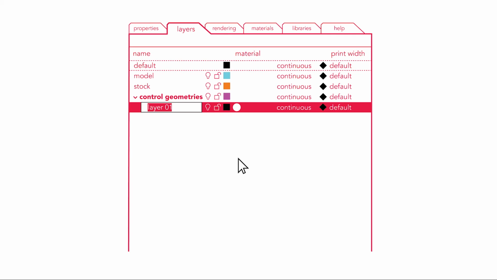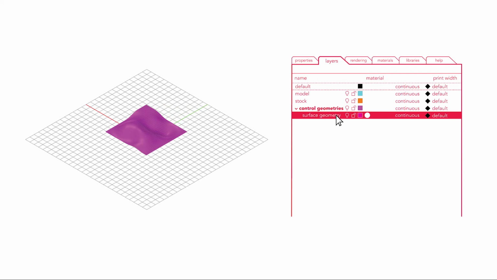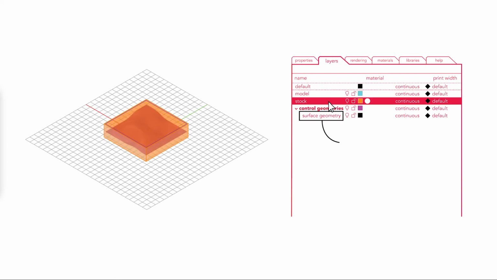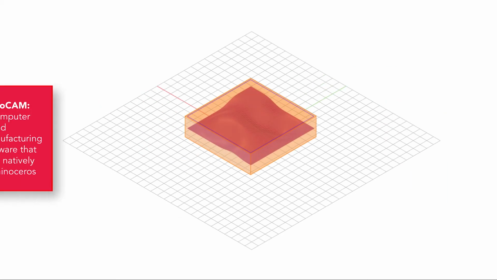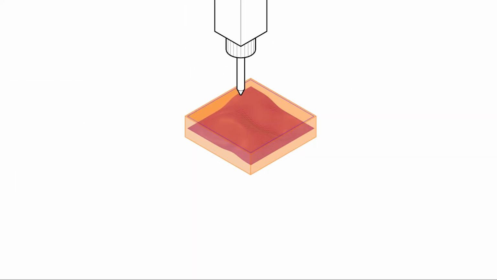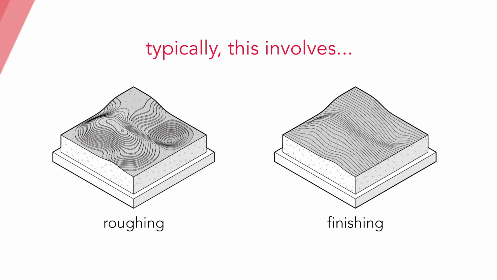For 3D milling processes, create a sublayer under control geometries named surface geometry. This layer should only contain one continuous surface, which represents your desired surfacing result. Unlike 2D milling, the depths of 3D milling do not need to be defined in layers. Rather, RhinoCam will use your surface geometry to define milling paths automatically. Typically, this involves at least one roughing pass and one finishing pass.